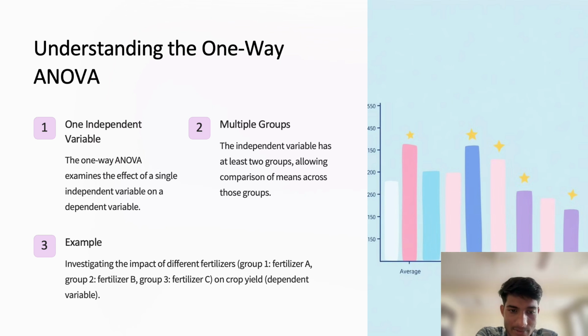One independent variable. The one-way ANOVA examines the effect of a single independent variable on a dependent variable. Multiple groups. The independent variable has at least two groups, allowing comparison of means across those groups. Example, investigating the impact of different fertilizers: Group 1 fertilizer, Group 2 fertilizer, Group 3 fertilizer on crop yield, the dependent variable.